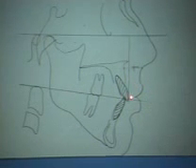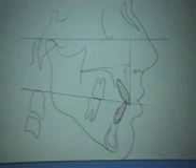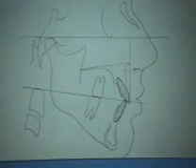Well, let's see what the A line says. The A line says that the upper incisor is right where it needs to be. So, the lower incisors are related correctly to it, and it says don't change it.